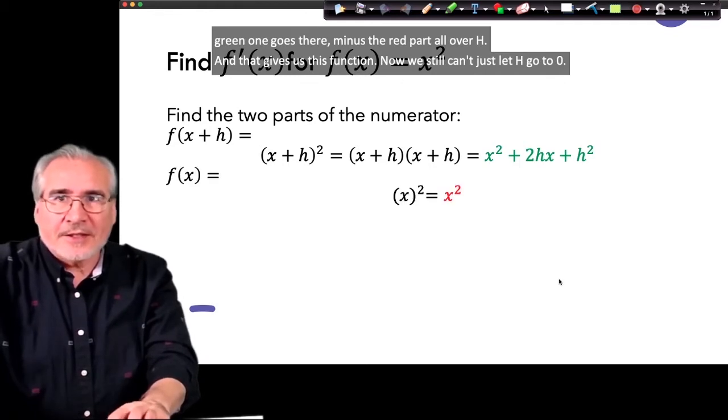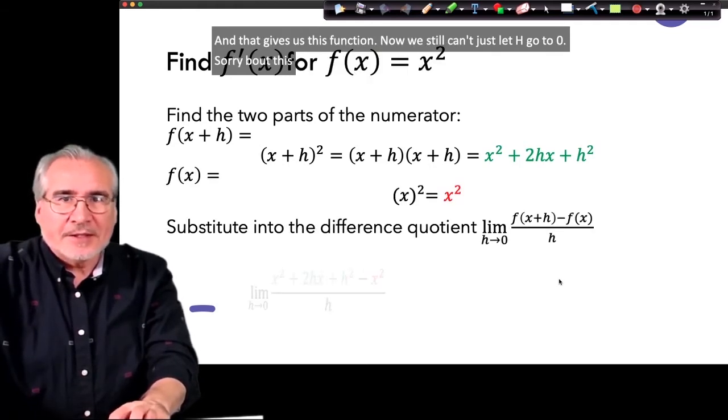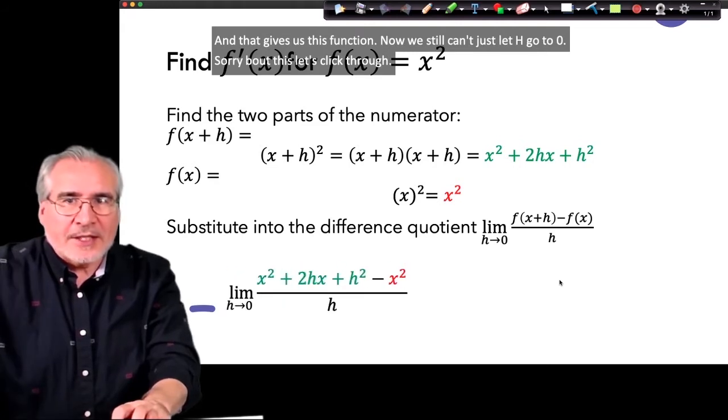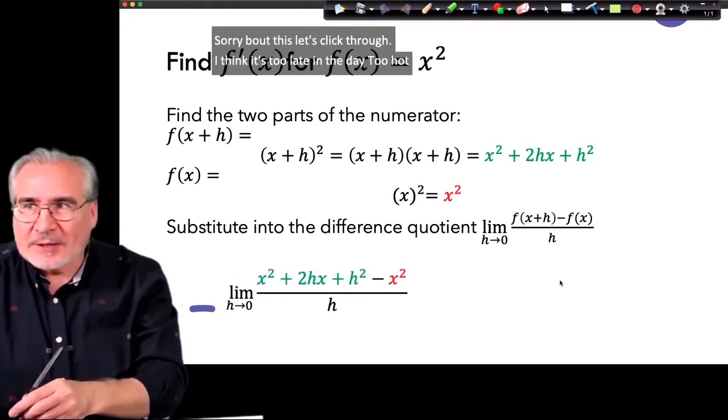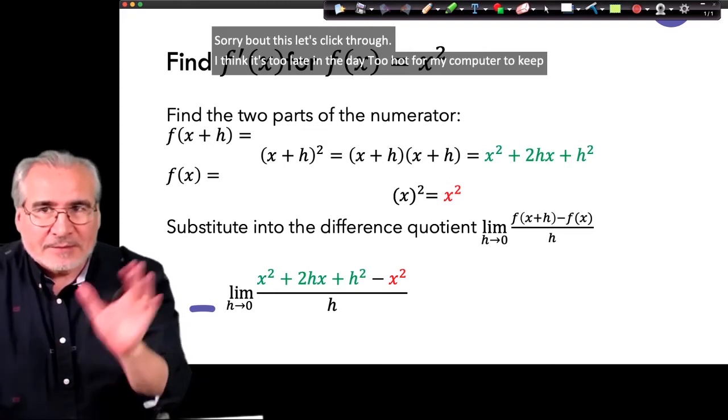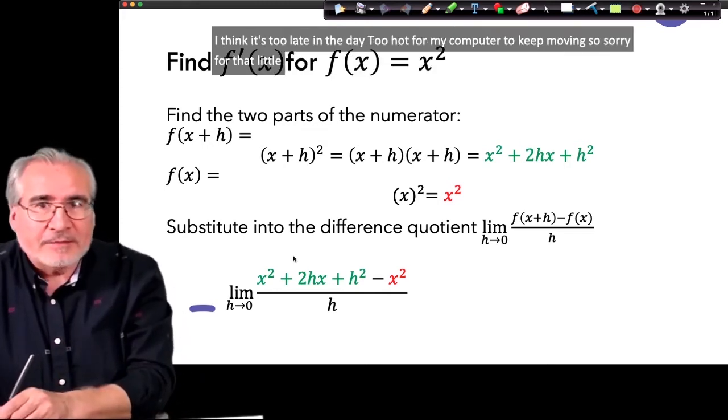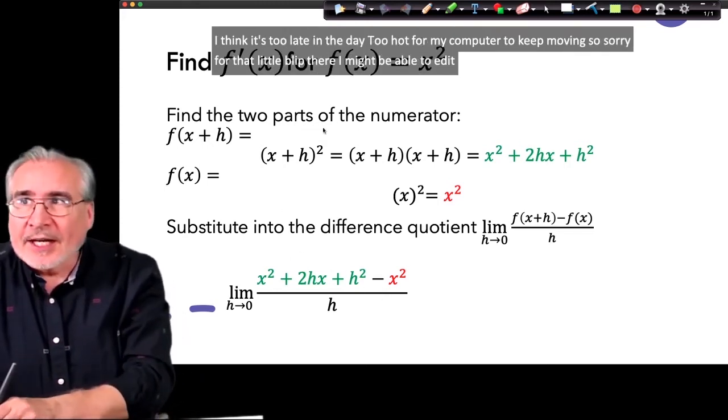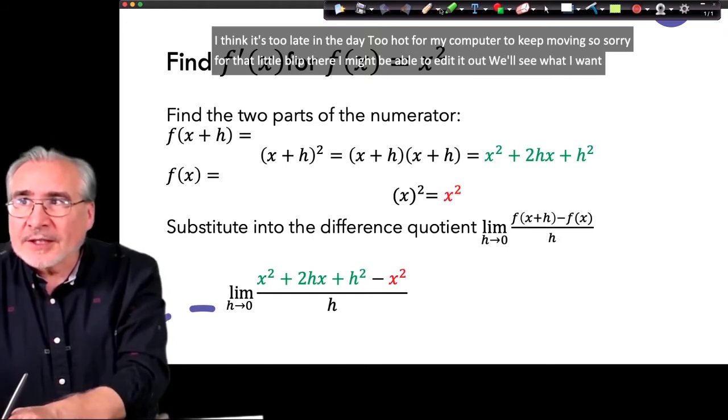Sorry about this. Let's click through. I think it's too late in the day, too hot for my computer to keep moving. So sorry for that little blip there. I might be able to edit it out. We'll see.